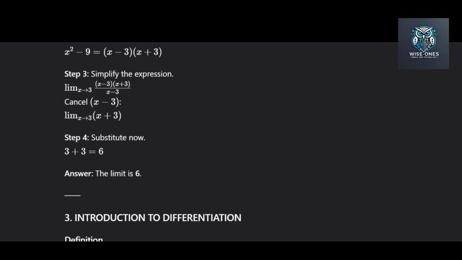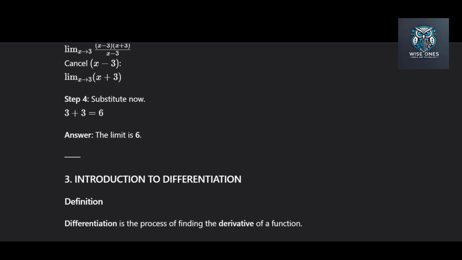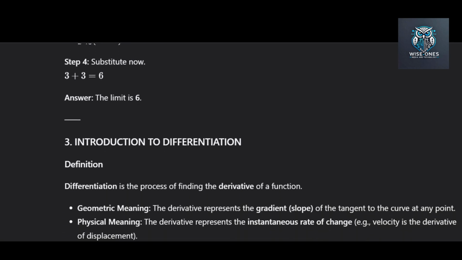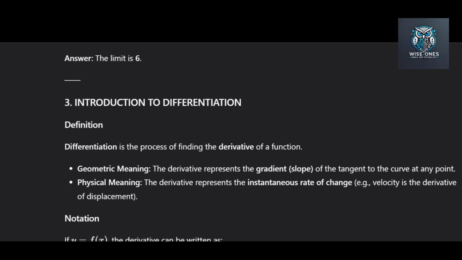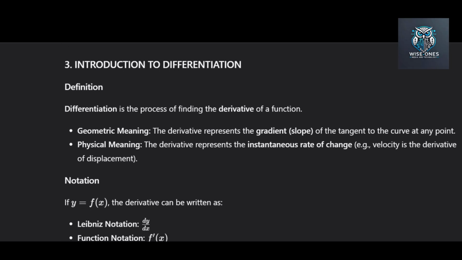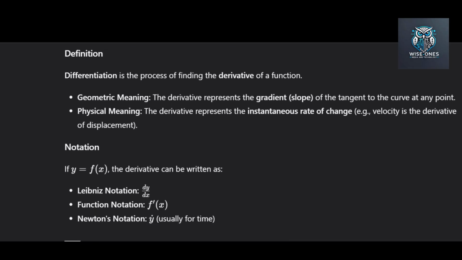Now let us move to section 3. Introduction to differentiation. What is differentiation? Differentiation is the process of finding the derivative of a function. What does this mean? Geometric, meaning the derivative represents the gradient or slope of the tangent to the curve at any point. Imagine drawing a line that just touches the curve at one point. The steepness of that line is the derivative.